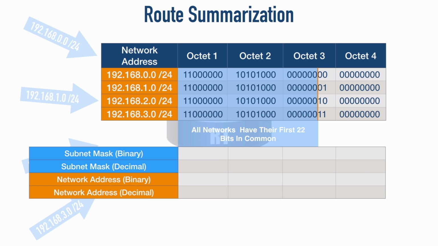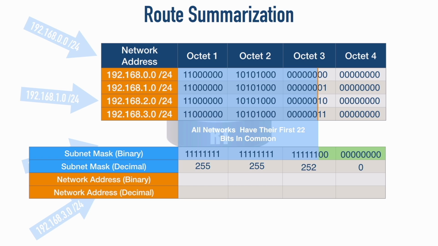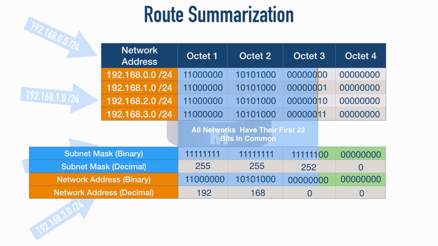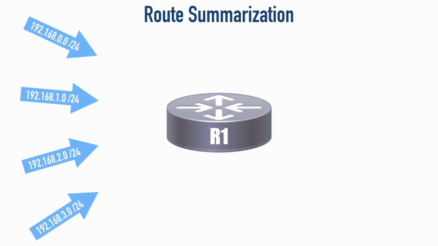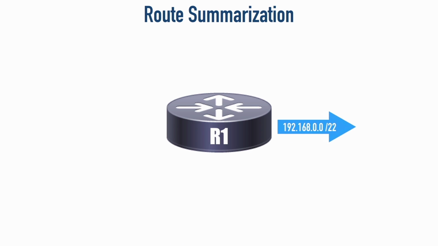I'm going to figure out what my subnet mask is: 22 binary ones, followed by 10 binary zeros. In dotted decimal, that's going to be 255.255.252.0. And the network that I'm going to be advertising is what we get if we put 10 zeros, the host bits, after all of those 22 bits that we have in common. That gives us the network that we advertise, which is 192.168.0.0. Specifically, the summarized route with the subnet mask that we advertised is 192.168.0.0/22. And router R1 can send that single summarized route as opposed to sending all those individual routes.